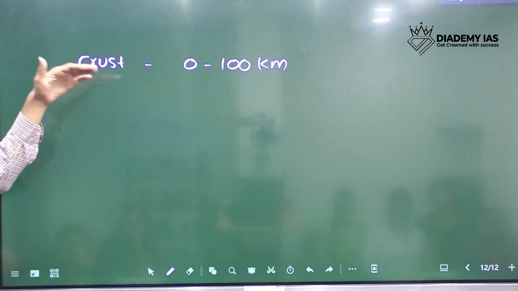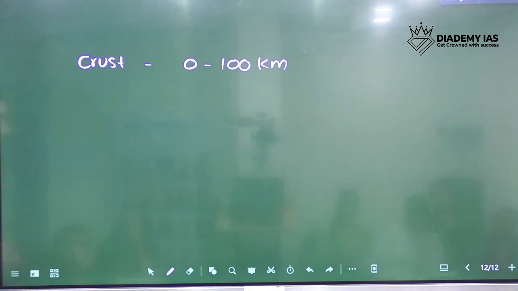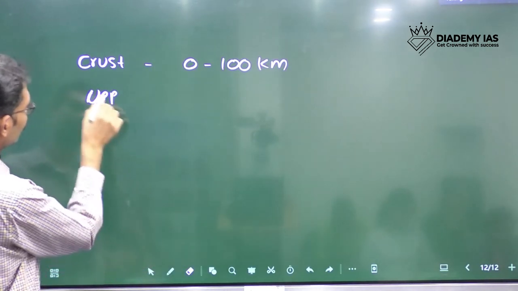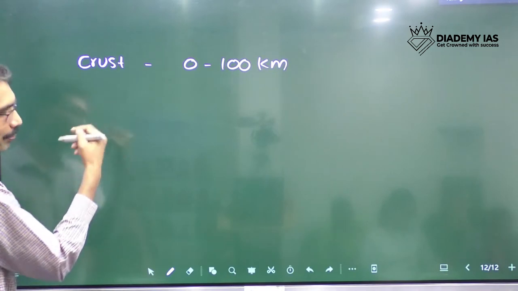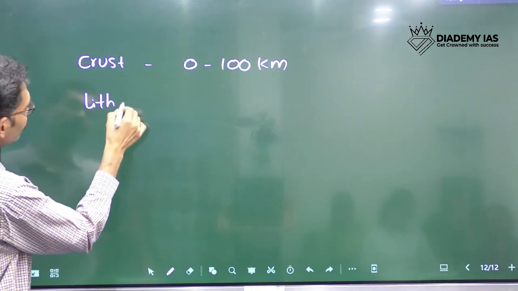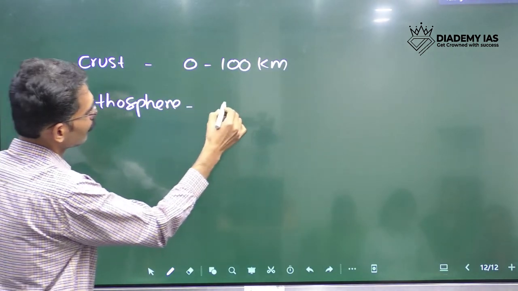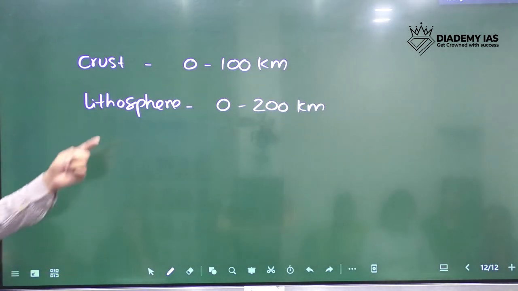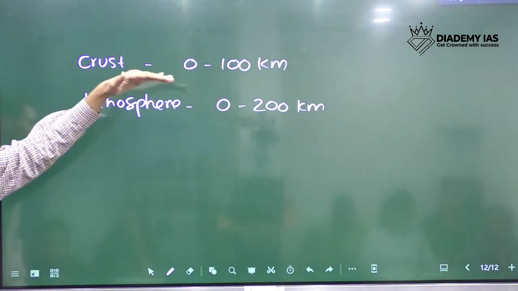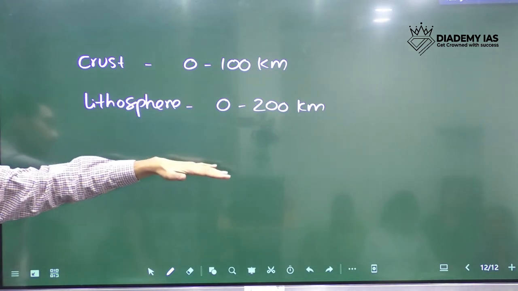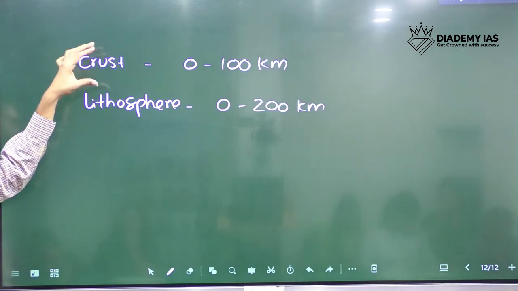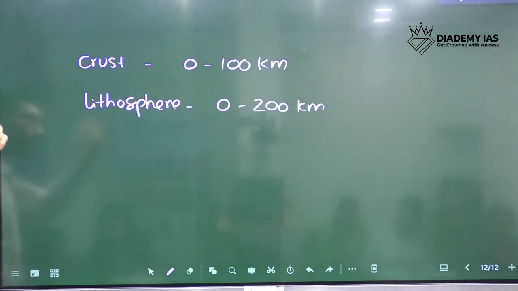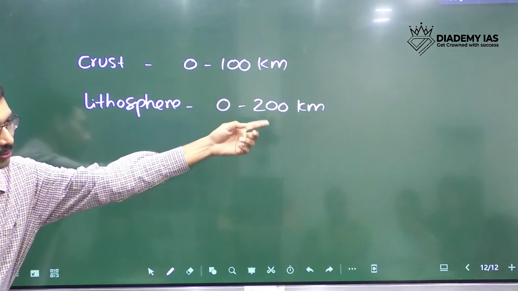The crust, the depth is 0 to 100 kilometers. Now if you include the upper part of the mantle, that becomes the lithosphere, that becomes 200 kilometers. Now you can see initially everything was on the surface. The hot magma is on the surface. Now gradually the width of the crust is growing. That is why as of today this is 100 kilometers. Maybe after billions of years, this amount will increase again.